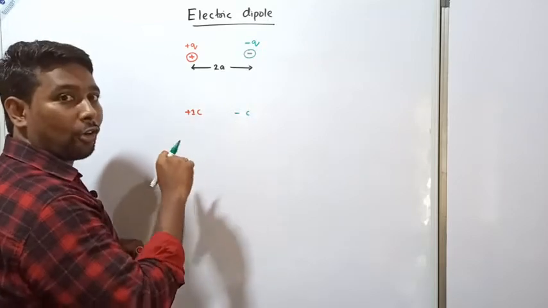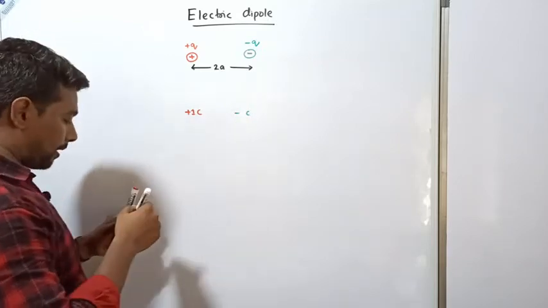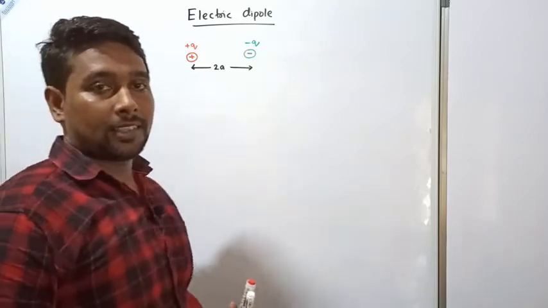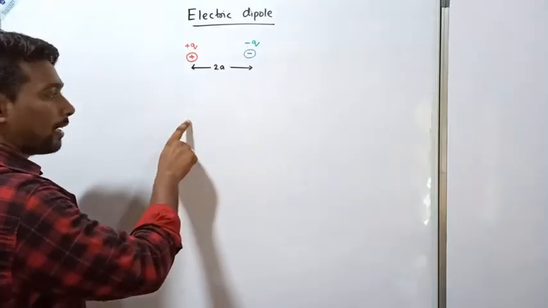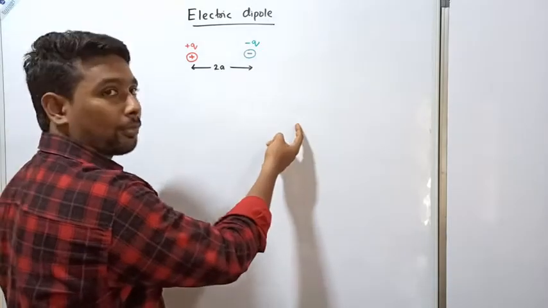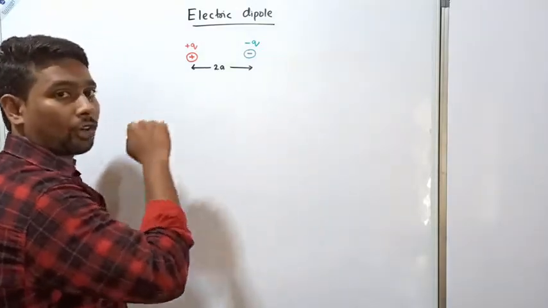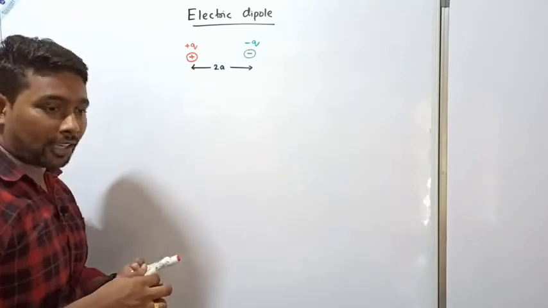The condition for an electric dipole is two equal and opposite charges separated by a very small distance. That means the magnitude must be the same. If plus 1 coulomb is there, then minus 1 coulomb must be there. If plus 3 coulomb is there, minus 3 coulomb must be there. If plus 5 coulomb is there, you have to put minus 5 coulomb here. Then only the magnitude becomes the same. Direction will be opposite.